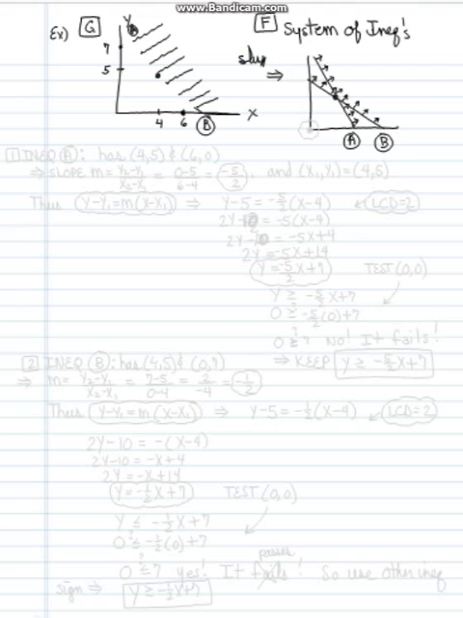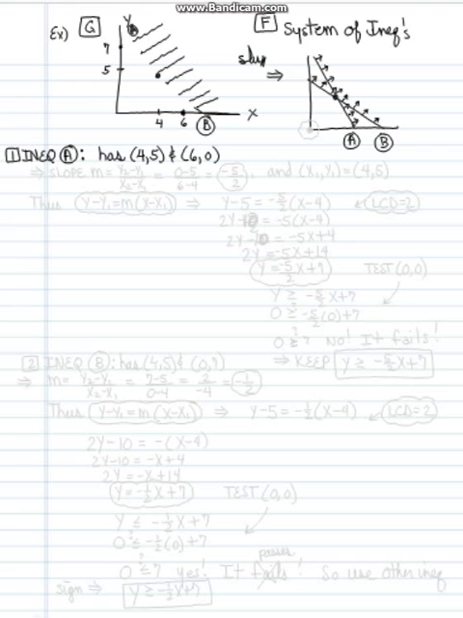So let's come up with the inequality. Step 1, we're going to find inequality A. First I want to notice that A has 2 points. A has the point 4, 5, and it has the point 6, 0.